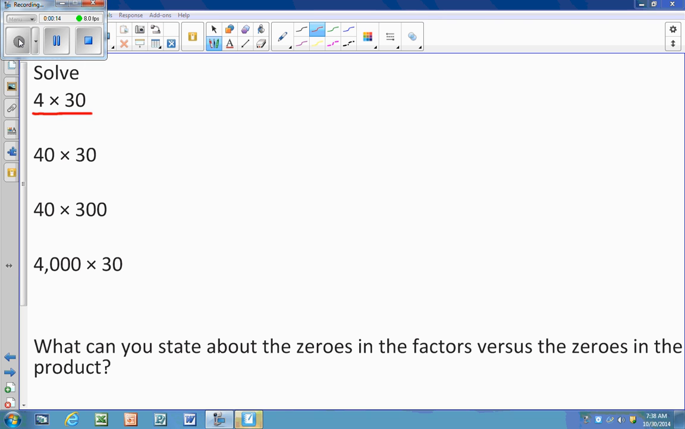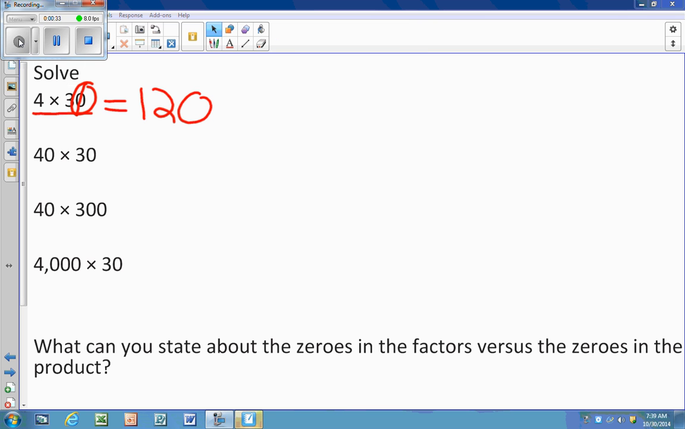So the first thing I do is I ignore the zeros. I multiply the two factors that are left, because the numbers I multiply are factors, and the product, which is the answer that I get, for 4 times 3 is 12. Then I look at how many zeros that I crossed out, and I put that many zeros back in, so my product would be 120.